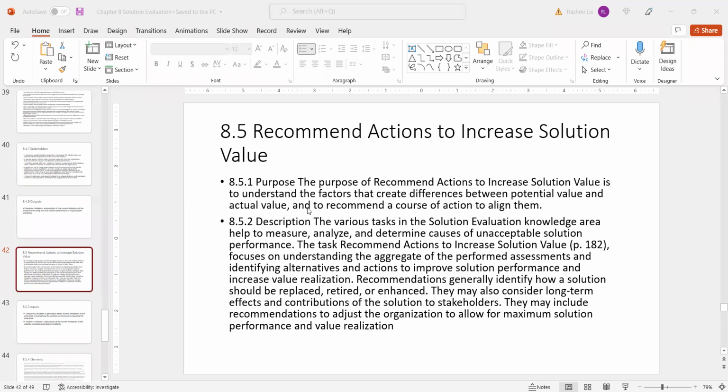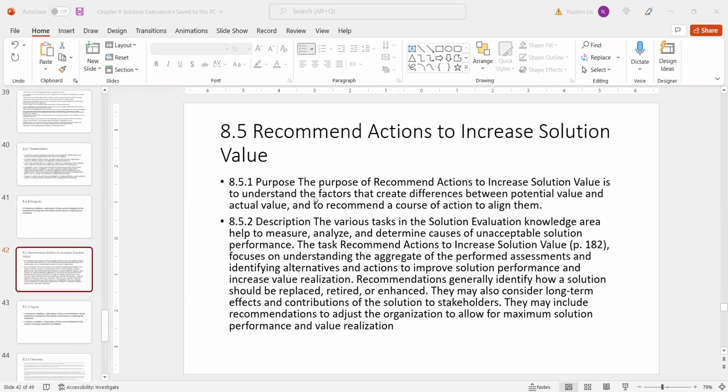In this episode, we continue with the solution evaluation chapter of the BABOK guide. Let's look at the fifth task, which talks about recommended actions to increase solution value. The purpose behind this task is to understand the factors that create differences between potential value and actual value, and to recommend a course of action to align them.